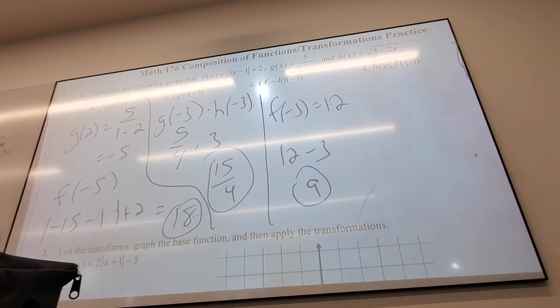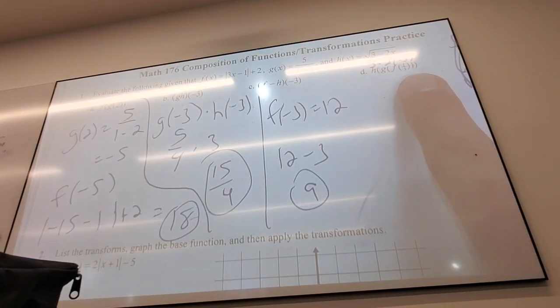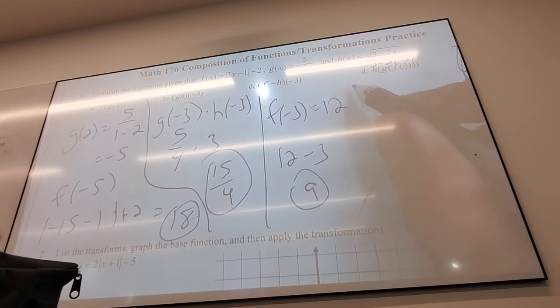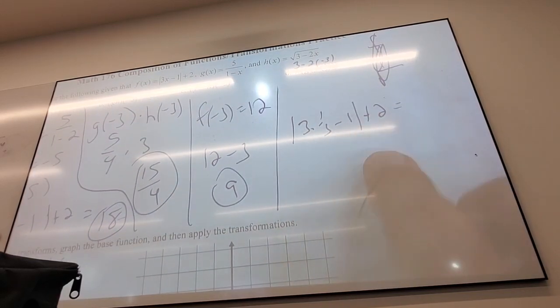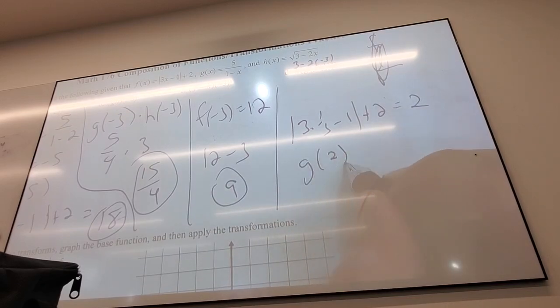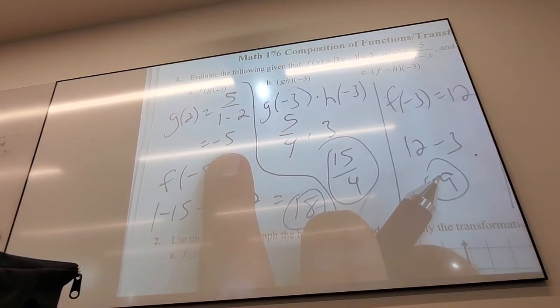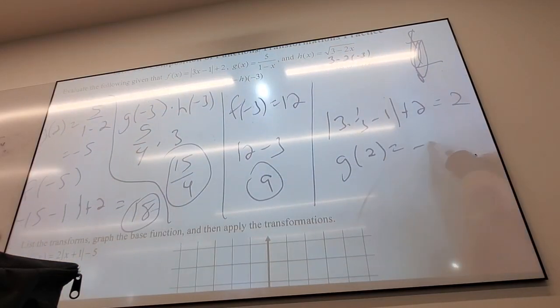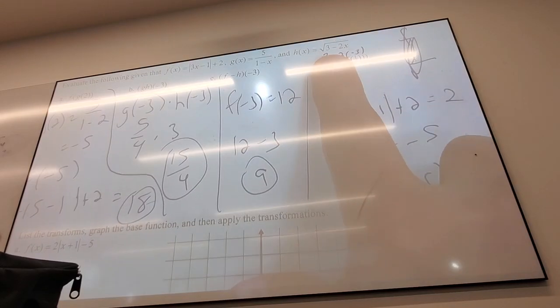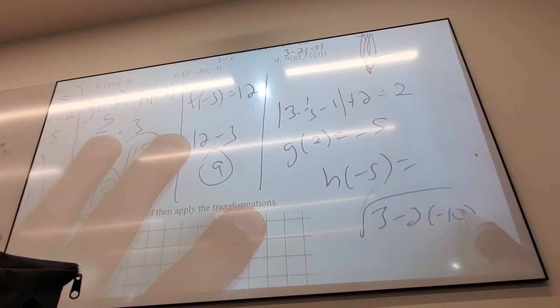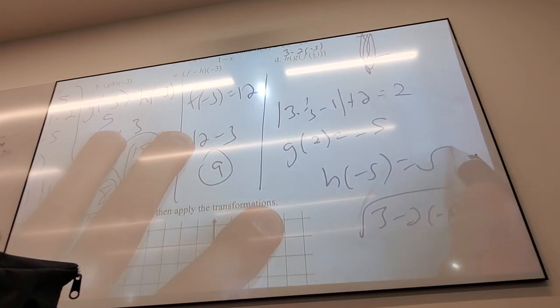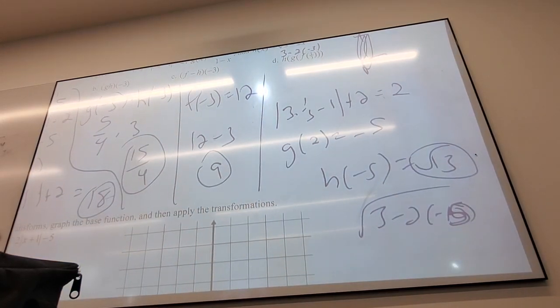9. Cool. And then we got this beast, right? So I've got to do f of 1/3 first. 3 times a third is 1, minus 1 is plus 2, is 2. Then I've got to do g of that. g of 2 we already did. Thank you, Jeff. And then we got to do h of that. And what's 3 minus twice negative 5? Jeff, look at me thinking ahead. 3 minus 2 times negative 5? 3 plus 10, square root of 13. I think most people I saw got that.